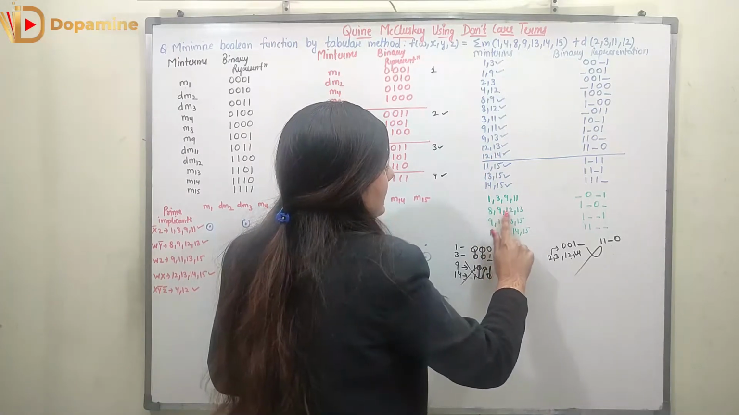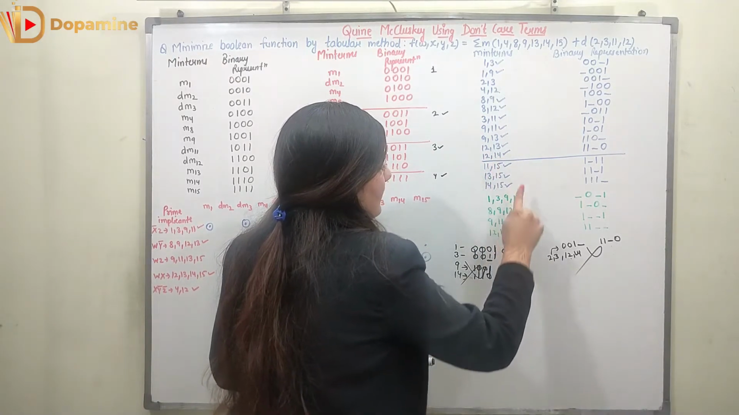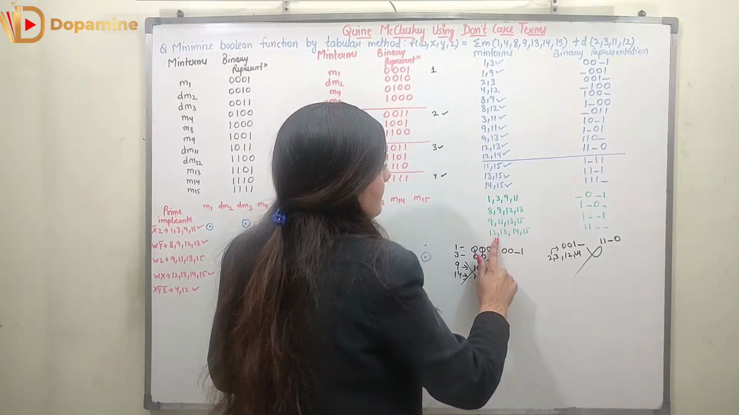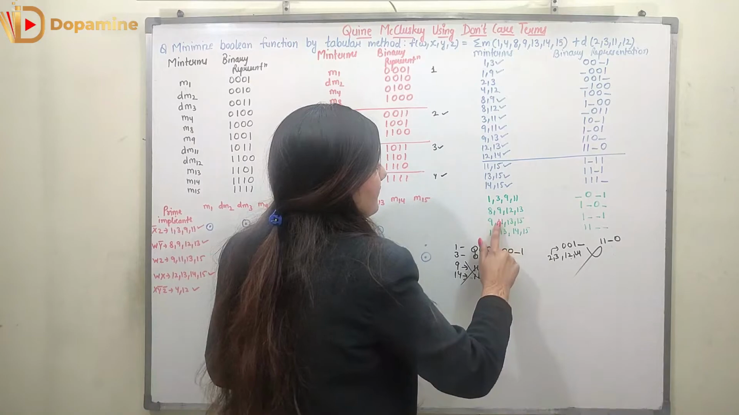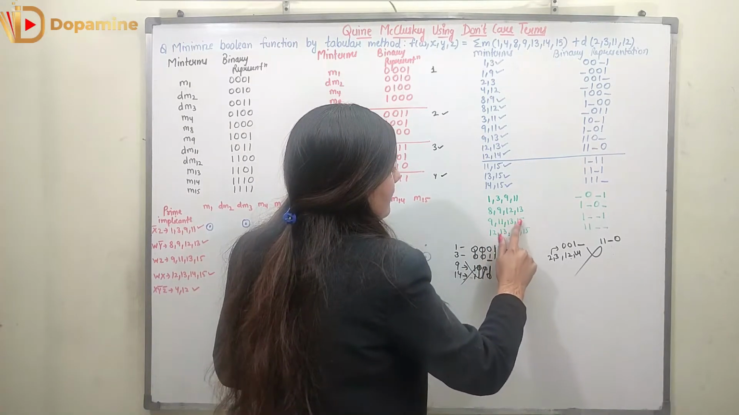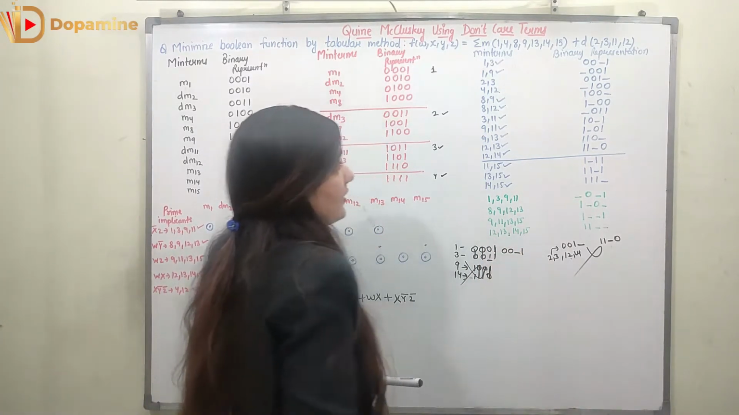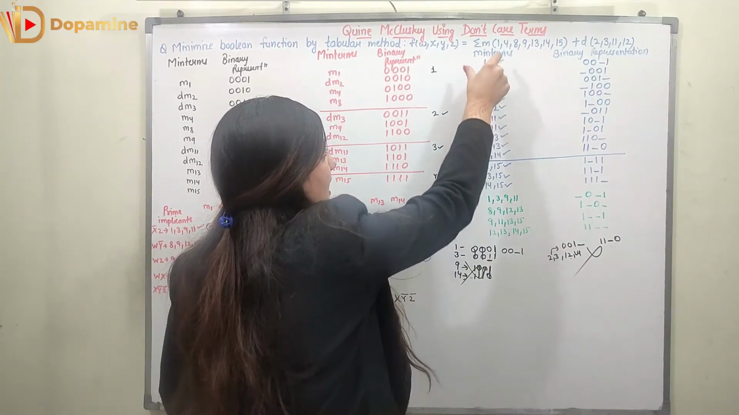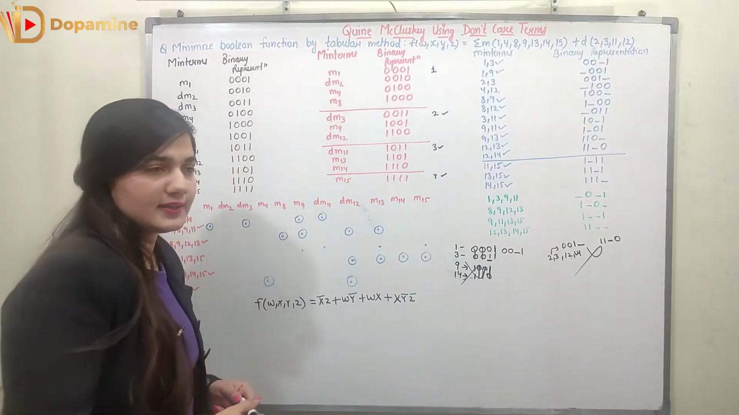Now 9 and 13 are present over here. 12 and 13 are present over here. 12 and 14 are present over here. 11 and 15 over here. 13 and 15 over here. 14 and 15 over here. So instead of 2 and 3 and 4 and 12, I have tick marks in all of the other cases.